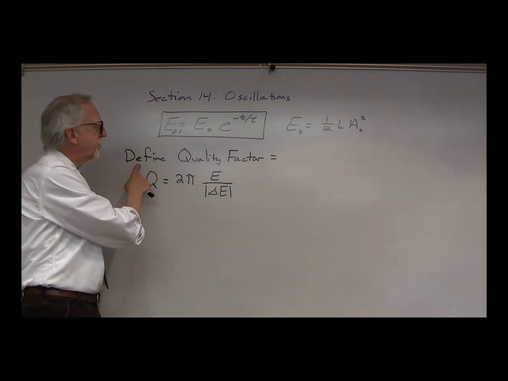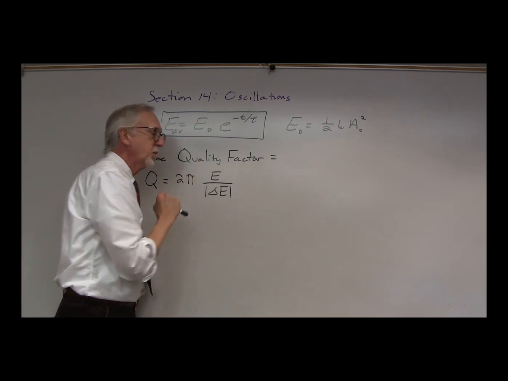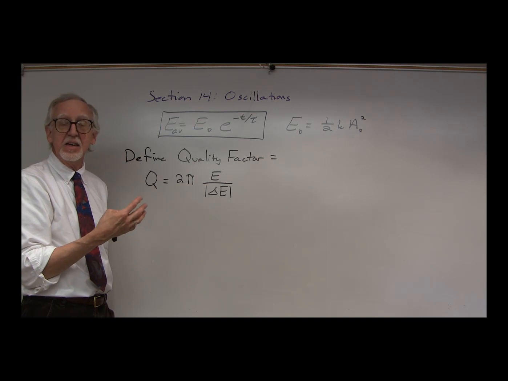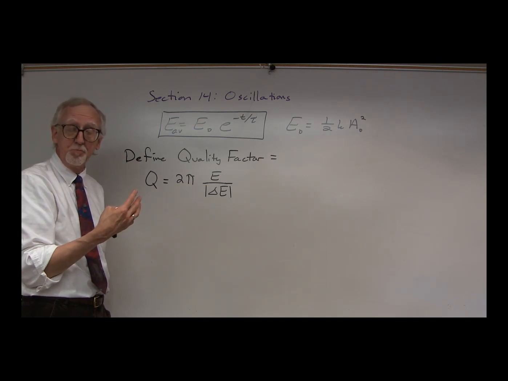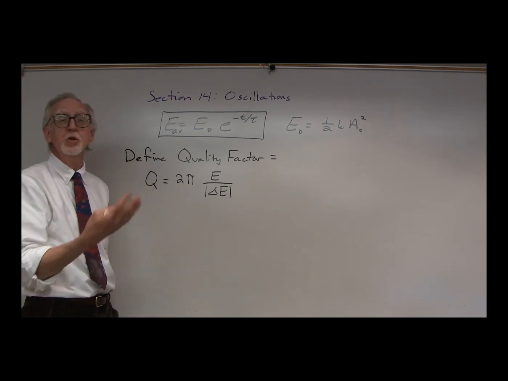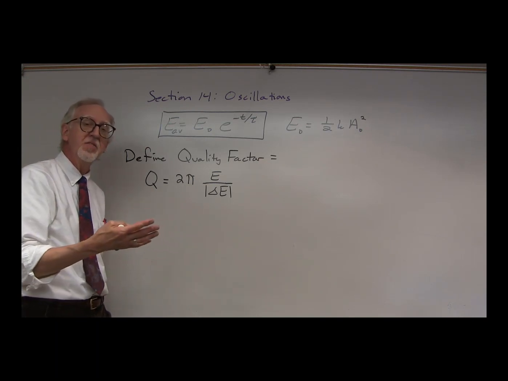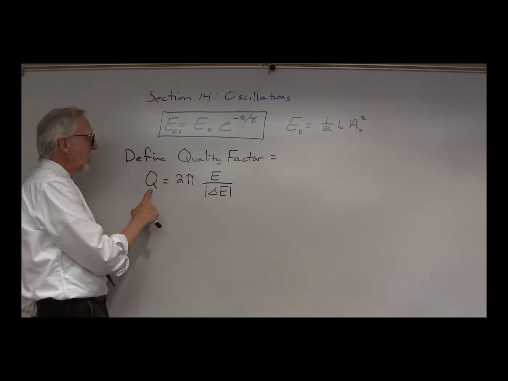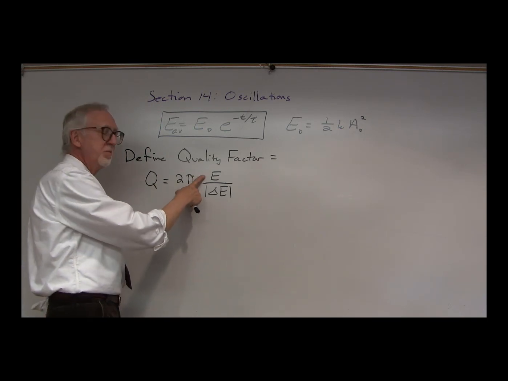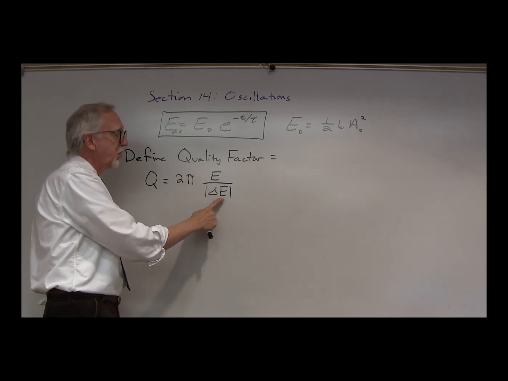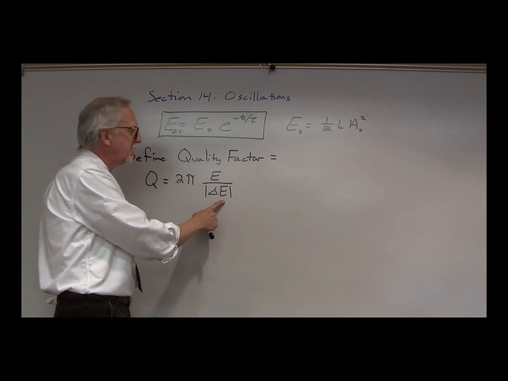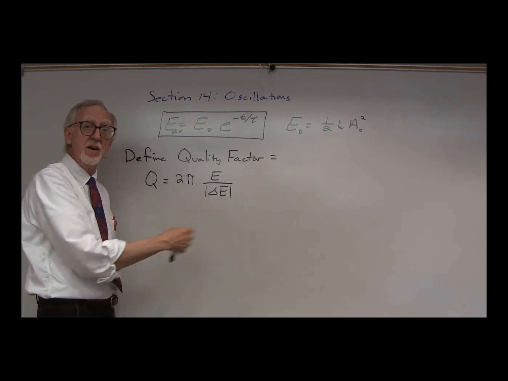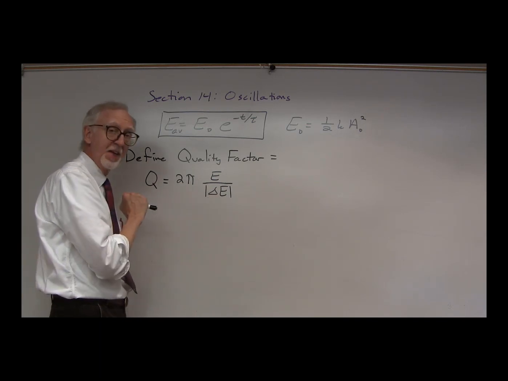Sometimes it's useful to define a quality factor, which is telling us basically how rapidly the system is losing energy, where the higher the quality factor, the slower it's losing its energy, where Q is equal to 2 pi times the energy over the amount of energy that it loses per cycle. So how much energy does it lose after one oscillation? Let's see if we can't figure that out.